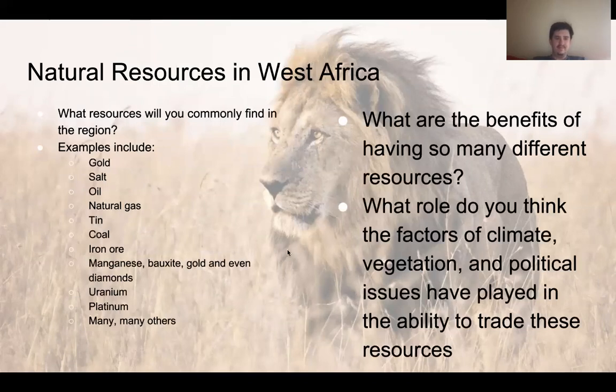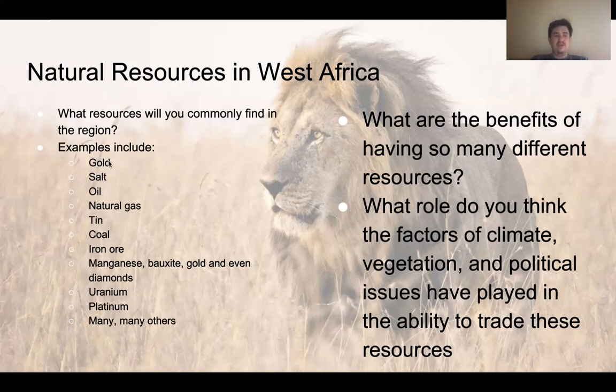What this one is, look at the different things you'll find in West Africa. So if you want, play around with this. Look up what some of these are and what you can use them for. Manganese, bauxite. Look up what those things can be used for. Uranium, platinum, and think about what are some of the benefits of having so many different resources in one area. Think about how climate impacts the ability to use these resources in a beneficial way. Think about the political situation.